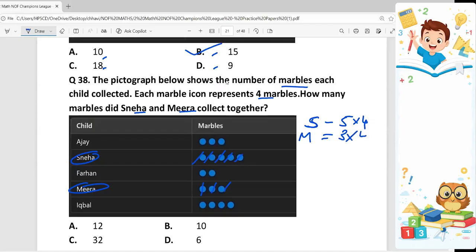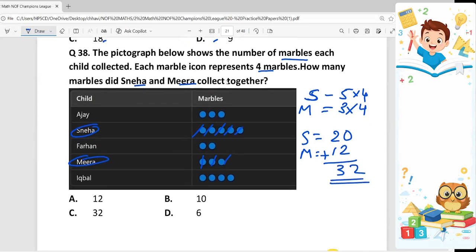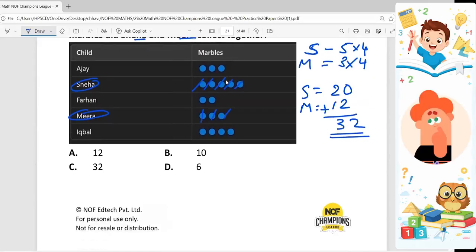So multiplied by 4. So Sneha is equals to 5 fours are 20. Meera is equals to 4 threes are 12. Now add it. 2 and this is 3. 32. They collectively got 32 marbles. Is their answer 32? Yes, here it is. Option C is the correct one.